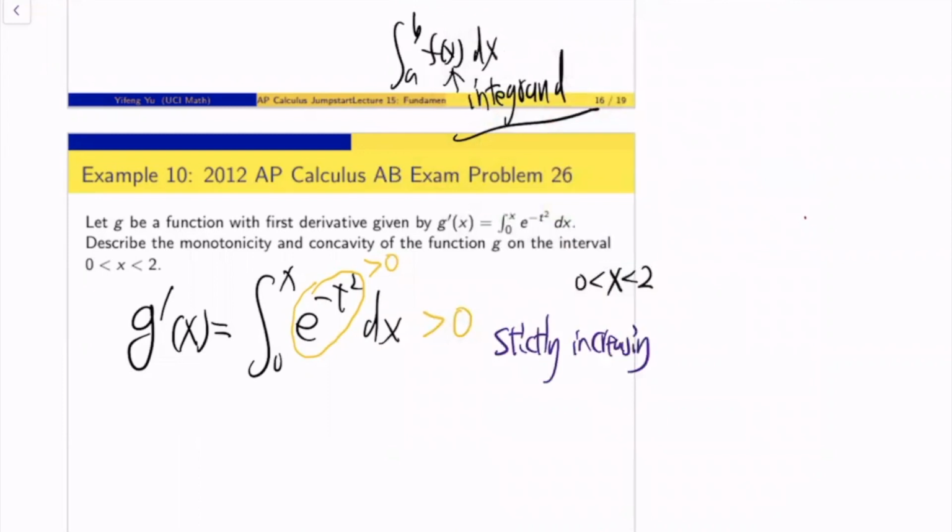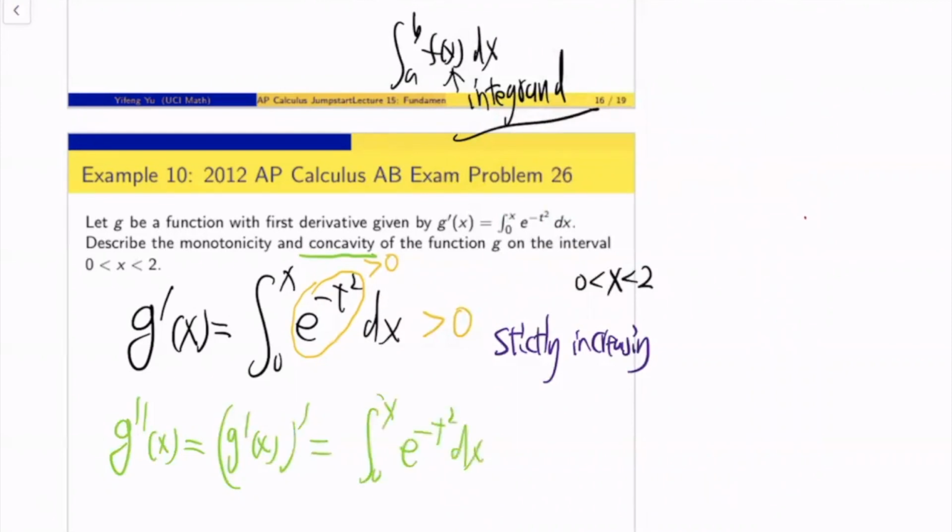And then we also want to look at the concavity, whether it's concave up or concave down. Then we need to look at the second derivative, which is just taking the derivative again. If you take the derivative of this integral of e to the negative t squared dt, by part 2 of the fundamental theorem of calculus, we know this is just e to the negative x squared, evaluated at x. Again, this one is also positive. Then we get the function is concave up.